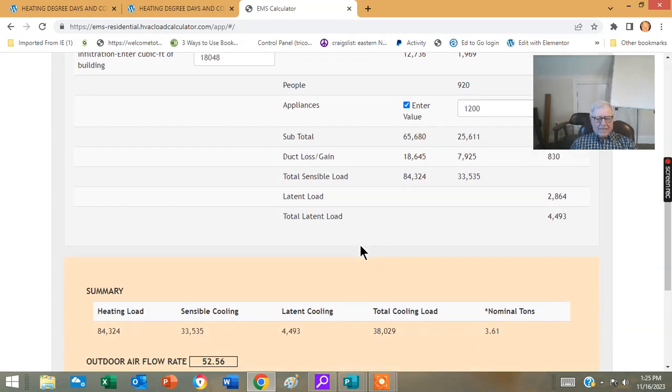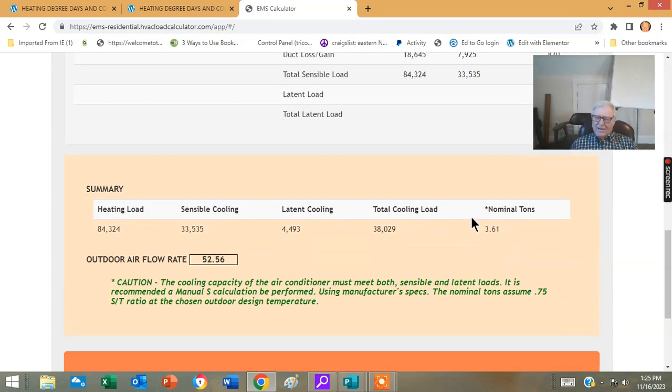Okay. Now we'll go down here. Total heating load is 84,324 BTUs. So we'd probably end up with about a 100,000 BTU furnace in there to cover that 84,000 BTUs. The air conditioning load is going to be a total of 38,029 BTUs. Of that, 33,000 of it is sensible, and 4,400 BTUs is latent.